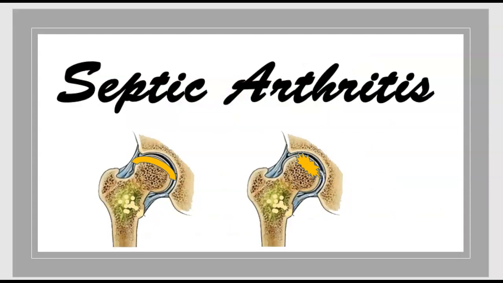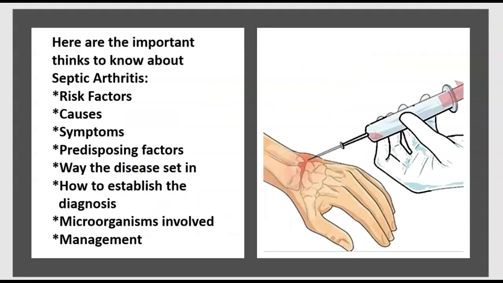Let's start. Today's topic is septic arthritis. You should know 8 important things about septic arthritis. First thing is risk factors, then cause, symptom, predisposing factors, why the disease setting, how to establish the diagnosis, microorganisms involved, and management.